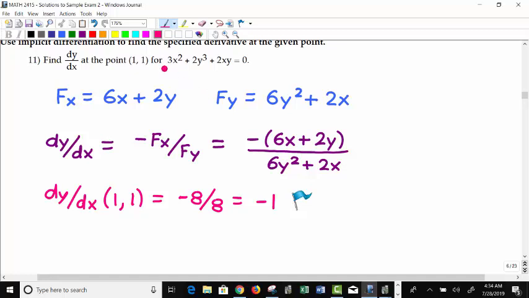So the derivative of this with respect to x, 3x squared will be 6x. 2y cubed, there's no x term there, so that'll be 0. Plus 2xy makes that 2y. And then over here we have no y term for the first one, so that will be 0. 2y cubed will be 6y squared. And then plus 2xy will be, the derivative of y would be 1, so it'll be 2x.